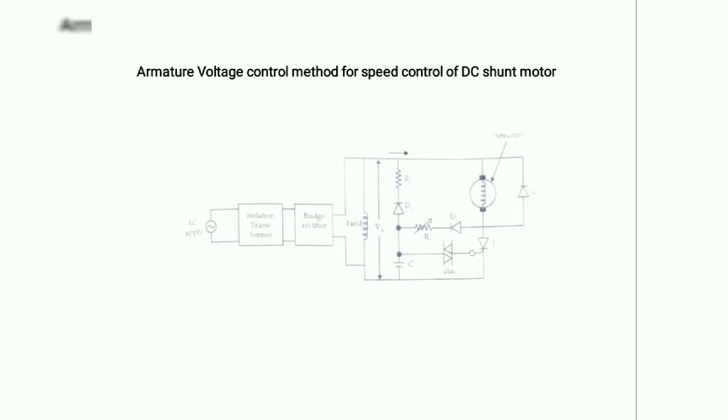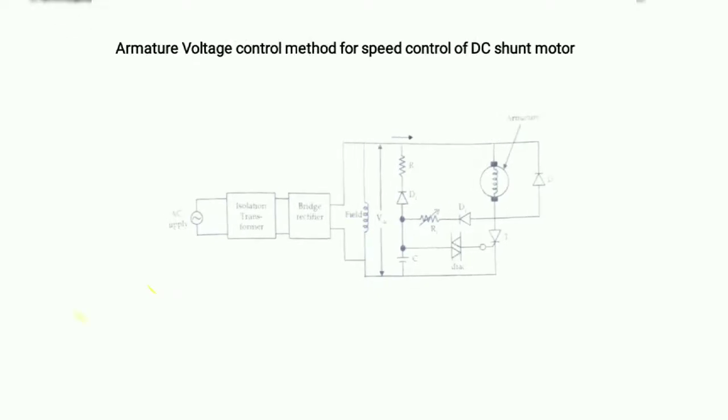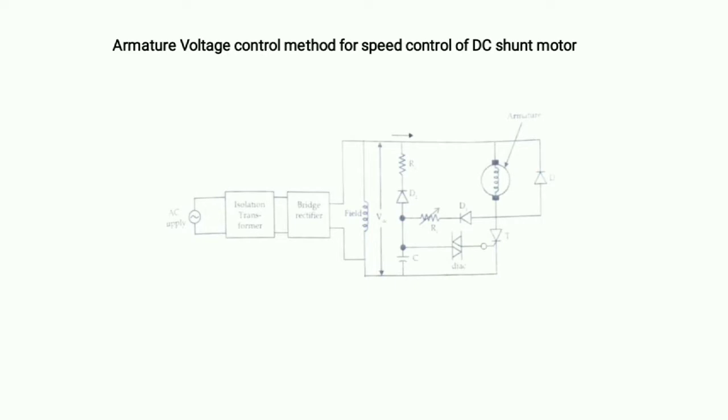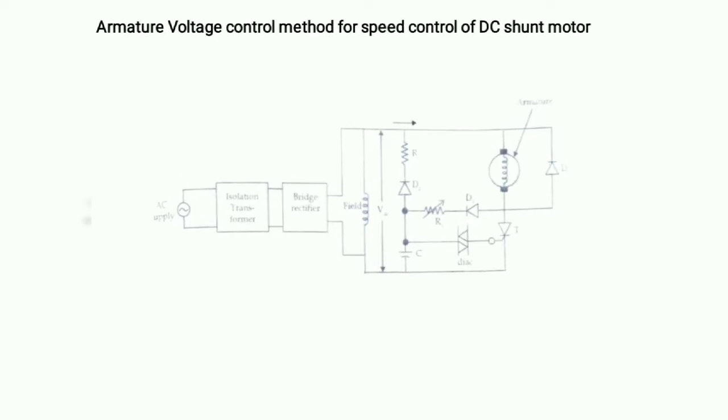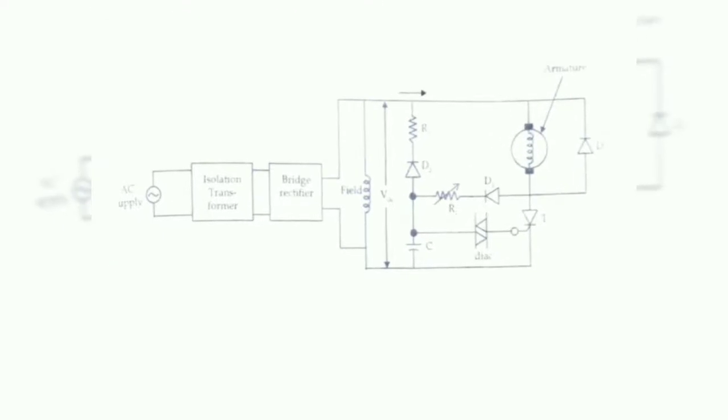Here the input AC supply is provided from the mains. A full wave bridge rectifier will be there that provides the pulsating DC voltage to the motor field. The armature voltage is derived from the rectifier. The bridge rectifier provides the armature voltage.